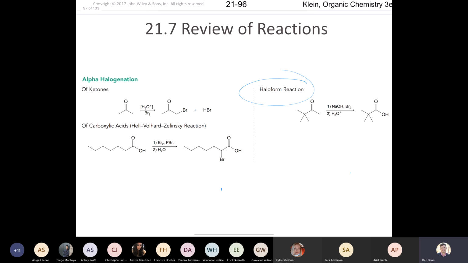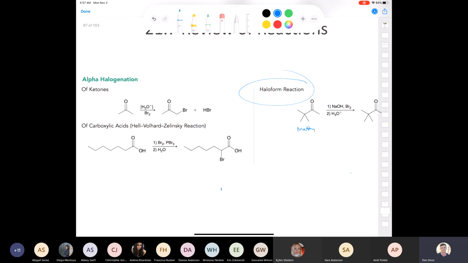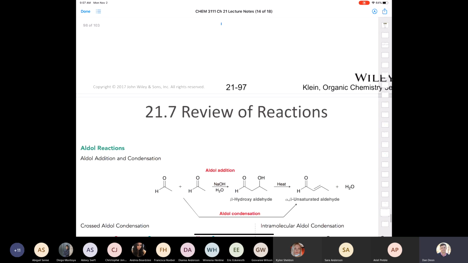Haloform reaction, treatment of a methyl ketone with sodium hydroxide. Again, you could use bromine, you can use chlorine, you can use iodine, and then you hydrolyze that and you end up forming a carboxylic acid. So you have to start with a methyl ketone in the haloform reaction.